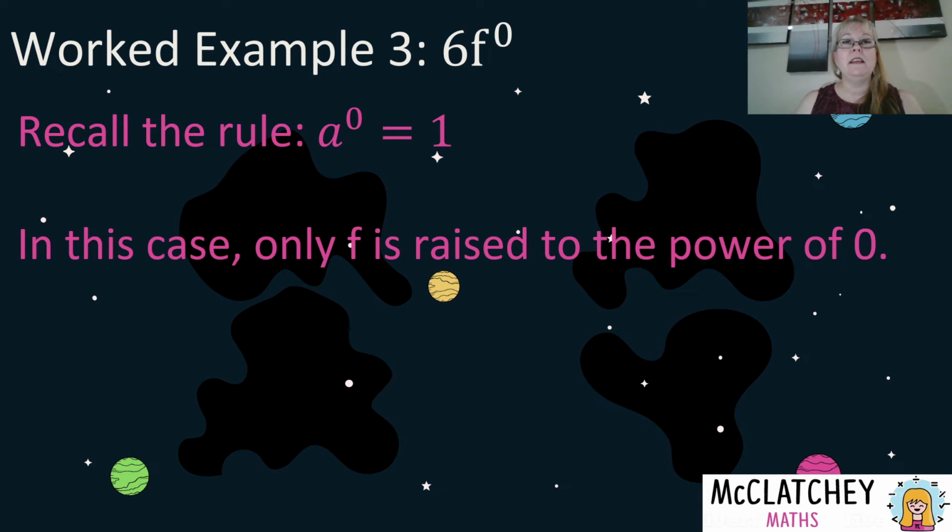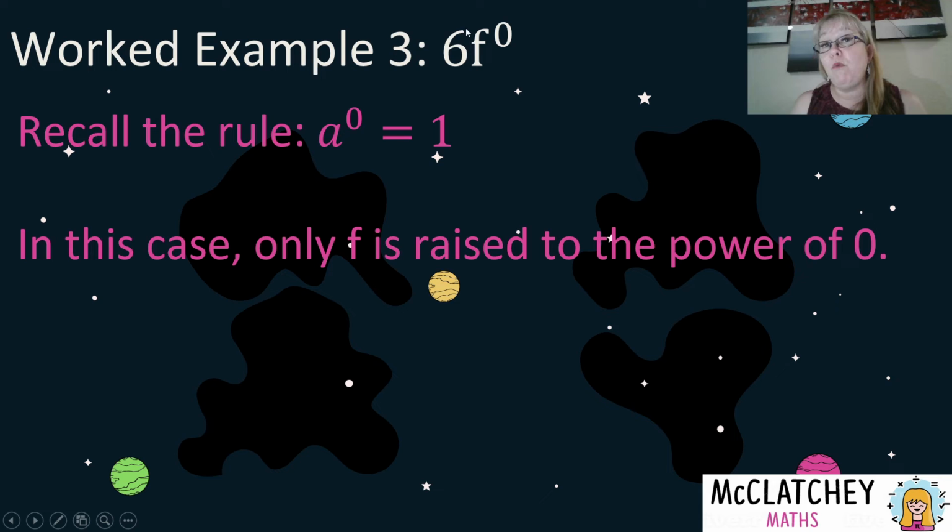Okay, now this is my third worked example. You can see here that in this case it's a little bit different. I've got a 6 out the front. It's 6 multiplied by f to the power of 0. Only the f has the power of 0. This is where you've got to be really careful, because it seems like anytime you see a 0 as a power, I'm just going to write that number 1. Not always, because in this case 6 is not raised to the power of 0, only f is.